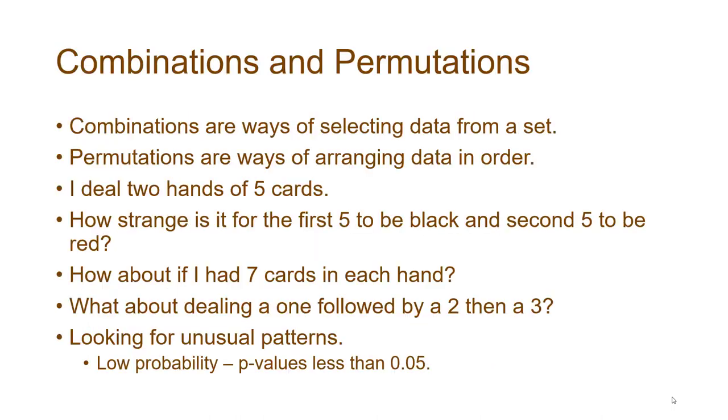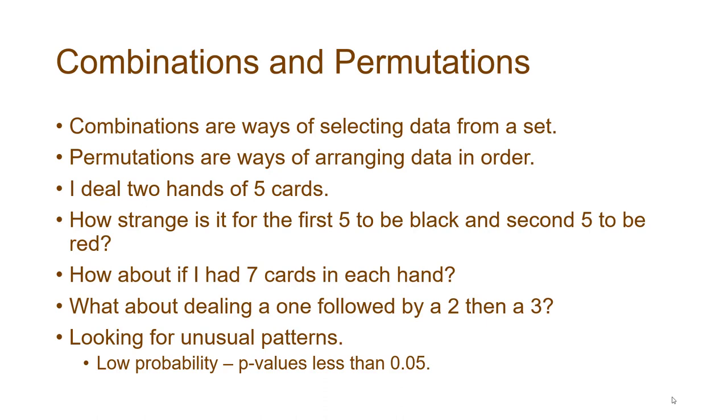So this is just a piece of background and additional information and relates to the binomial test. So there's some things which are called combinations and permutations. Combinations are a way of selecting data from a set. Permutations are a way of arranging data in a set. If I deal 2 hands of 5 cards, how strange is it for the first 5 to be black and the second 5 to be red? That's pretty unlikely. When I go to 7 cards, that becomes even more unlikely.